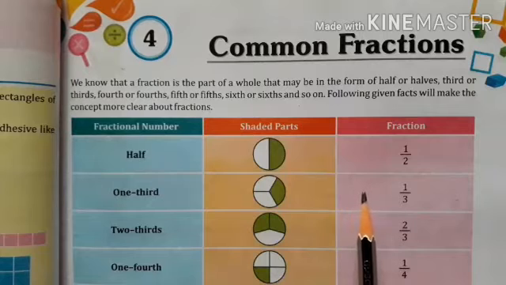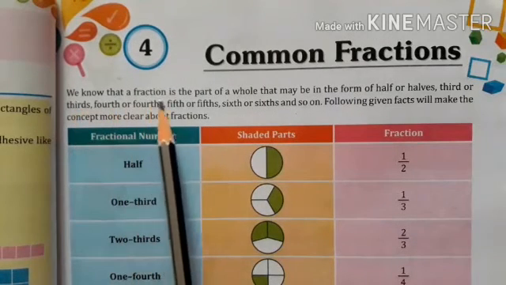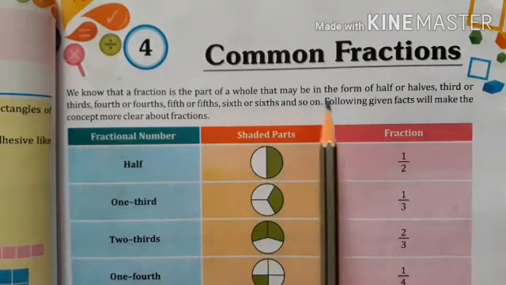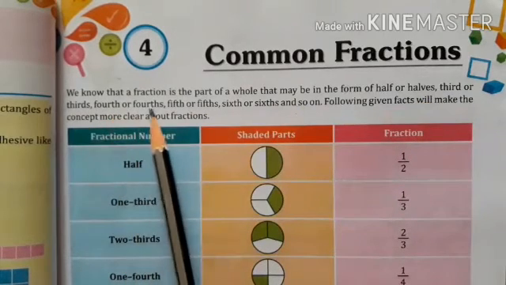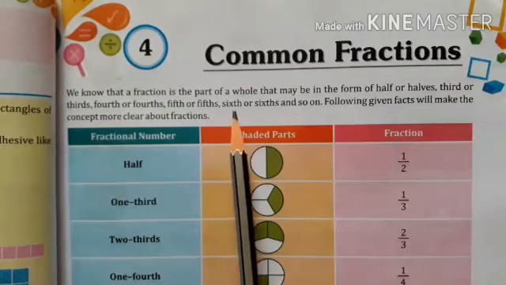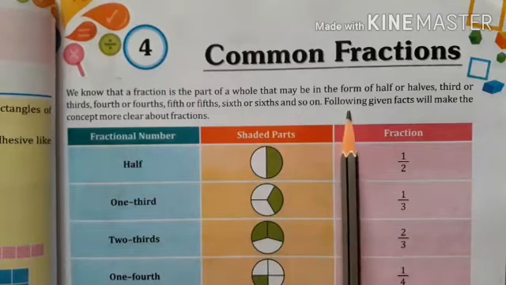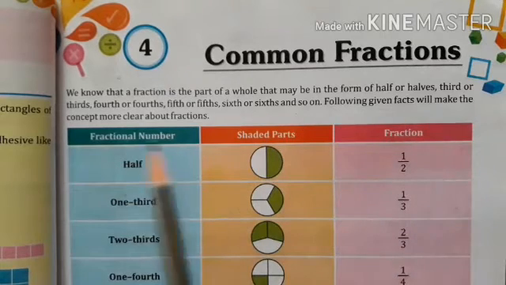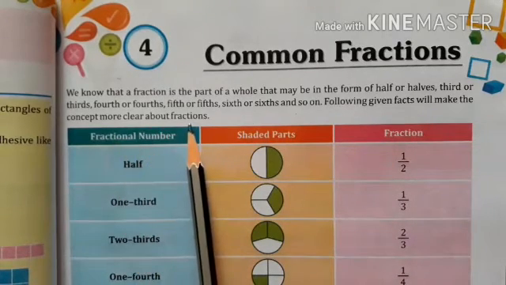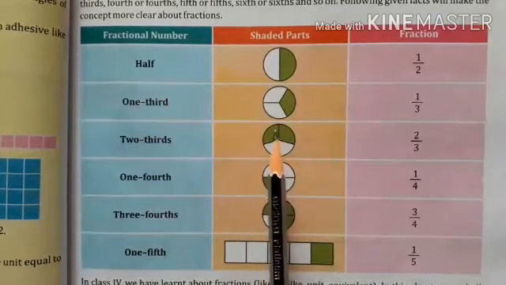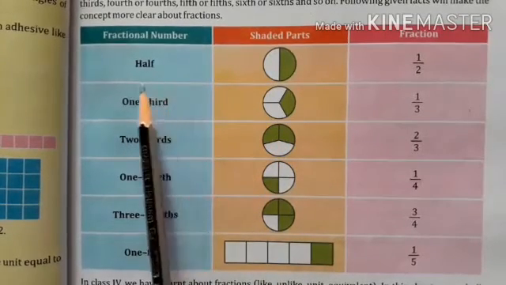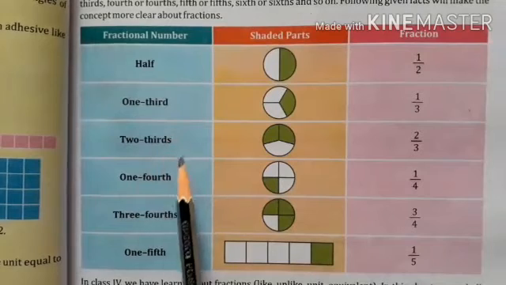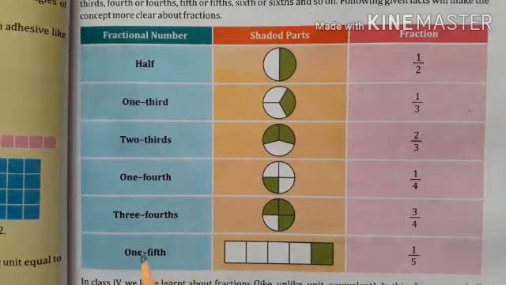So let's start. We know that a fraction is the part of a whole that may be in the form of half or halves, third or thirds, fourth or fourths, fifth or fifths, sixth or sixths, and so on. The following given facts will make the concept clearer. Look here, students, to understand clearly what a fraction is. These are the fractional numbers: half, one third, two thirds, one fourth, three fourths, one fifth.